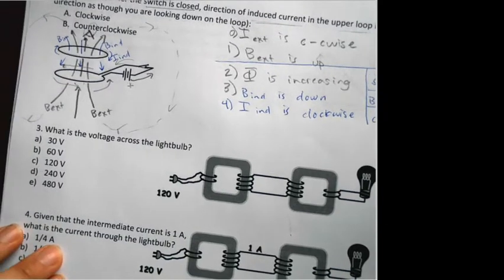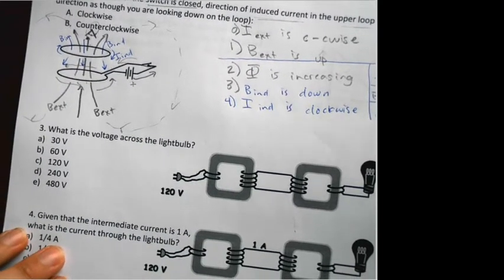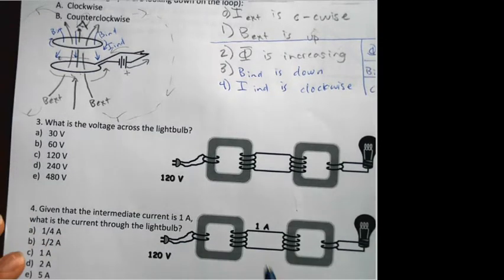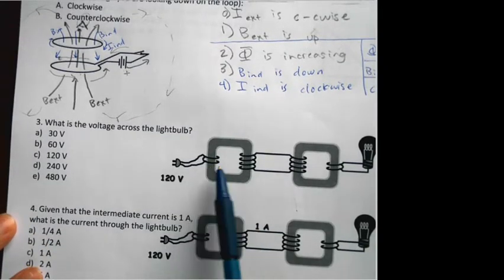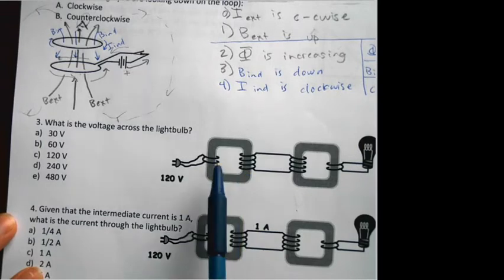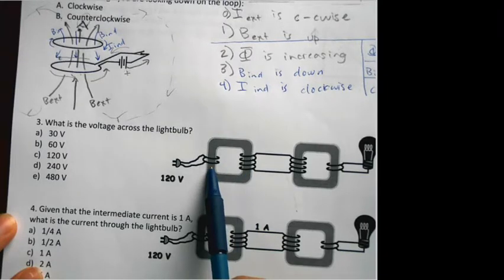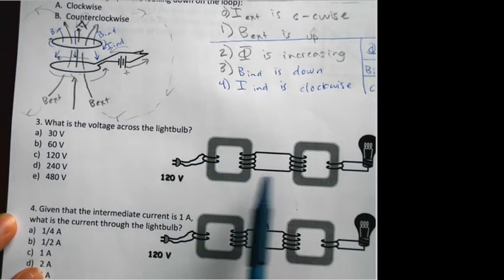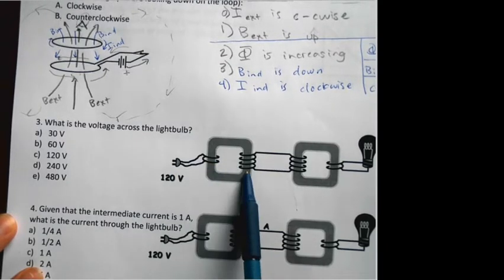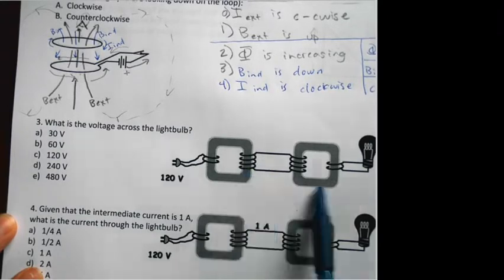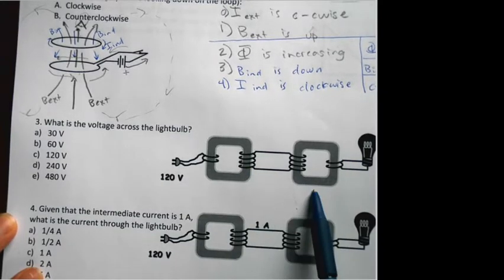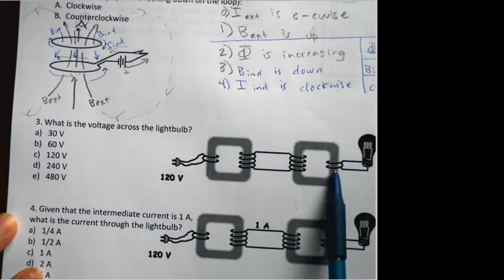Okay, let's move on to a transformer question or two. This right here is going to be a step up transformer, because there are more loops on the secondary than on the primary. The first coil we always call the primary, since that's what's plugged into the wall here. So we go primary to secondary, and then these loops are connecting to another transformer, which is going from primary to secondary.